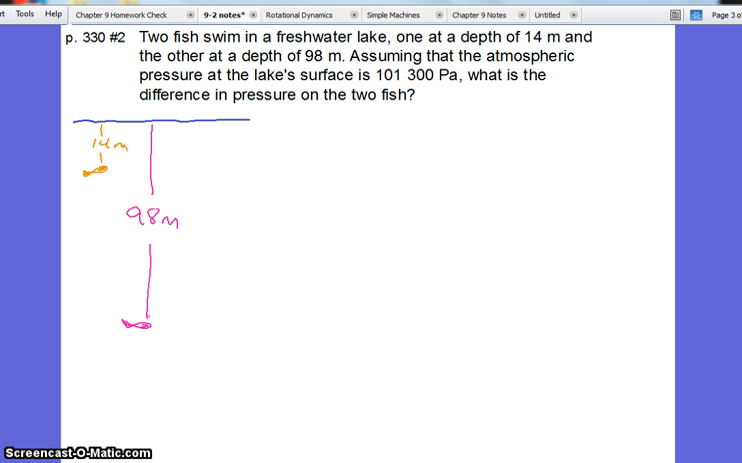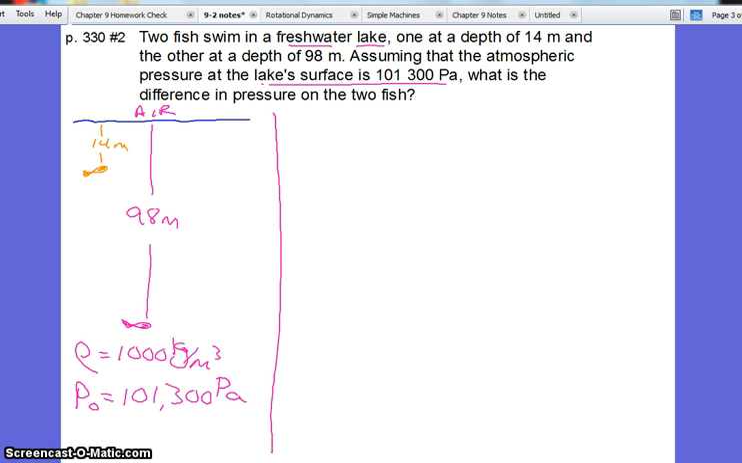And we are told here that we're in a freshwater lake, so we know the density of the water to be 1,000 kilograms per cubic meter. And we know that the pressure at the lake's surface is atmospheric pressure. It's touching the air. And so the pressure at the top, since it's touching the air, is atmospheric, 101,300 pascals. So we want to find the pressure of the two fish and then subtract them to find the difference. Let's first find the pressure of the orange fish, the one at 14 meters deep.